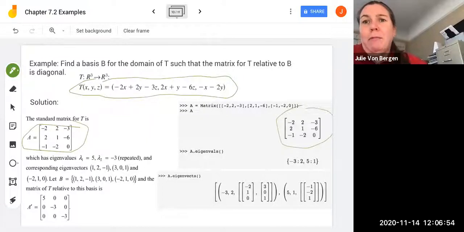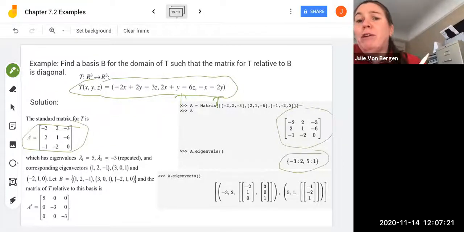Just typing in my coefficients. The first row is -2, 2, -3. The second row is 2, 1, -6, from the coefficients on the x, y, and z here. And the third row is -1, -2, and a 0 because there's no z in the third component of this linear transformation. Then to find the eigenvalues, I did it in Sympy right here. -3: 2 tells us -3 has multiplicity 2. It's a repeated eigenvalue, and eigenvalue 5 comes up once.